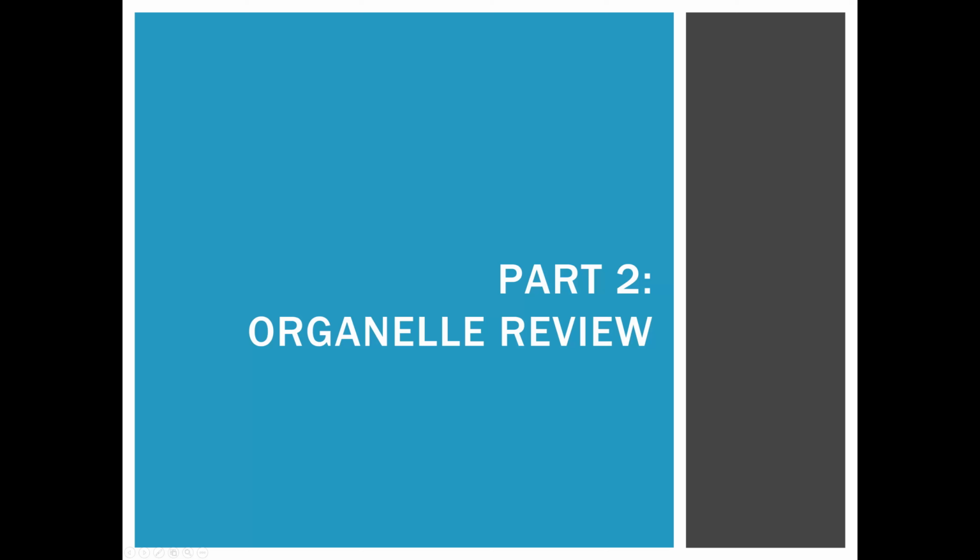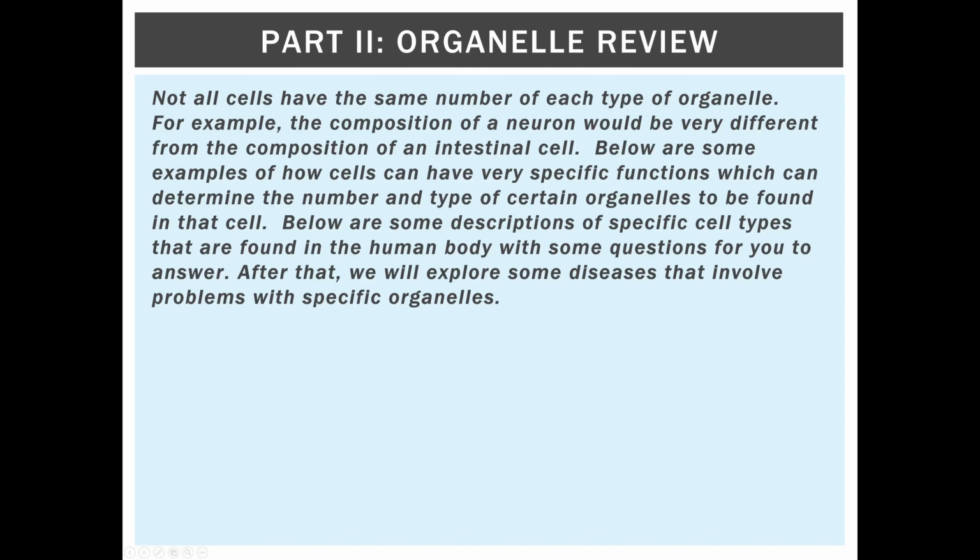Okay, so that was the end of part 1. Part 2 is an organelle review. Not all cells have the same number of each type of organelle. For example, the composition of a neuron would be very different from the composition of an intestinal cell. Below are some examples of how cells can have very specific functions which can determine the number and type of certain organelles to be found in that cell.